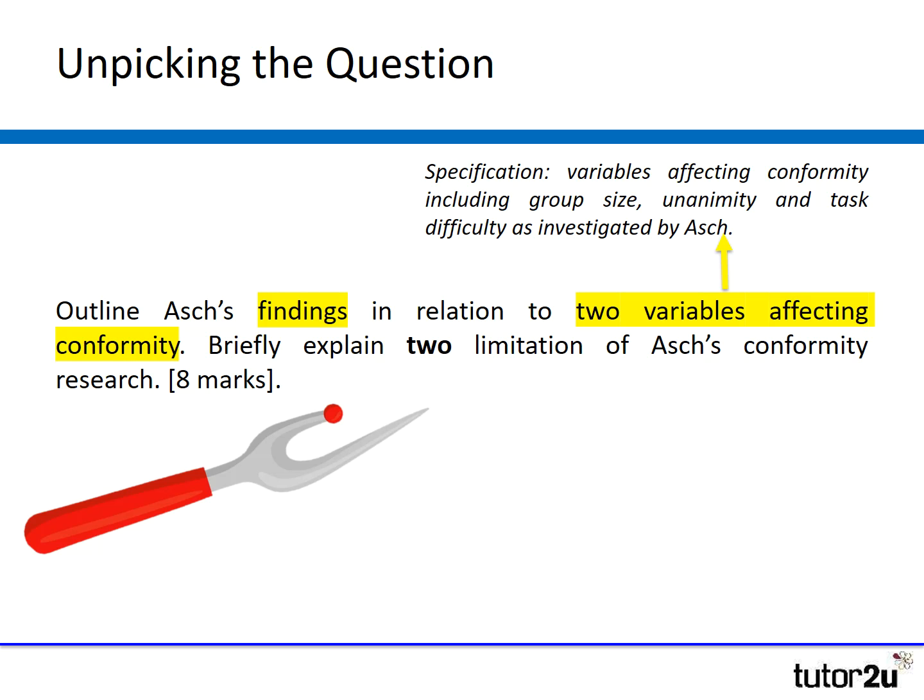Highlighted in yellow is the first thing that we need to do. So it says findings and 2 variables of conformity. So it just wants the results, okay? If you know the specification that I've just put on the screen in italics for you, you'll see that the variables that affect conformity are group size, unanimity and task difficulty. So you're going to be talking about the findings of 2 of those variables, okay?